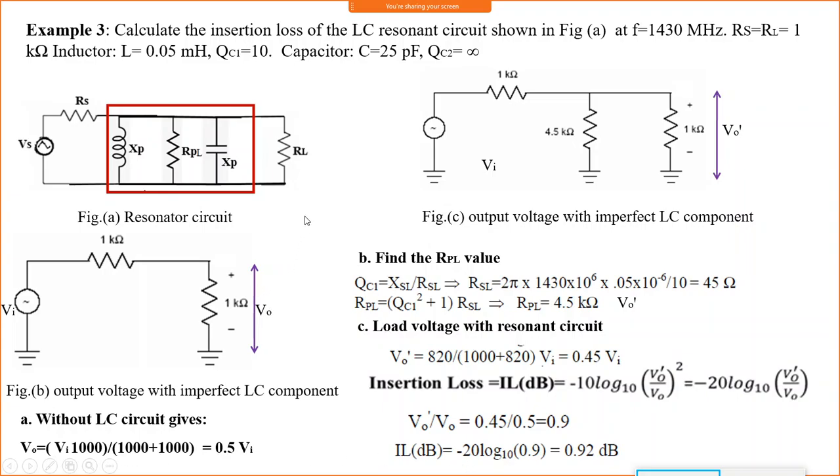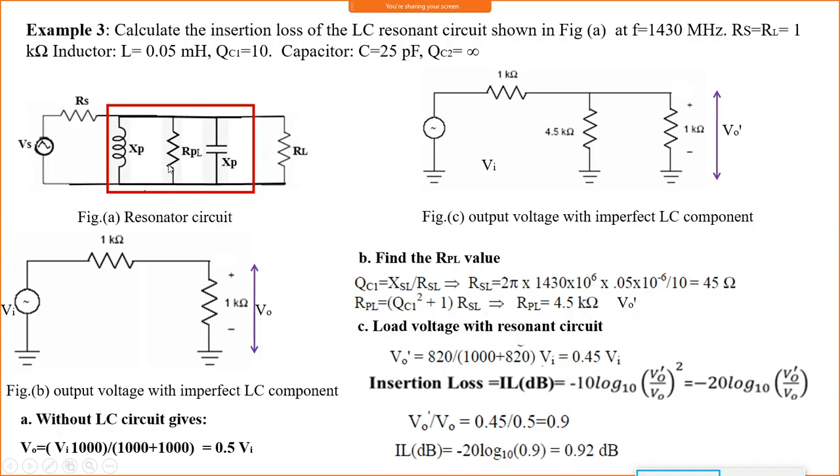Next, you have to find V0 dash. That is, find again the voltage drop across this RL, but the circuit must be inserted. Our LC circuit is inserted. So insert the circuit and find the voltage across this RL. At the resonant frequency, automatically the XP of this capacitor cancels with the XP of this inductor. The only remaining part is RPL. So the equivalent circuit is like this. See here, this is the equivalent circuit: 1K, but this resonator is replaced by RPL. That is, RPL is 4.5 kilo ohm.